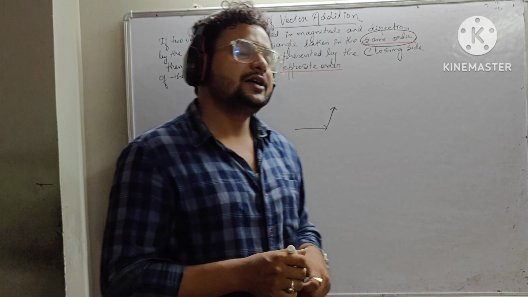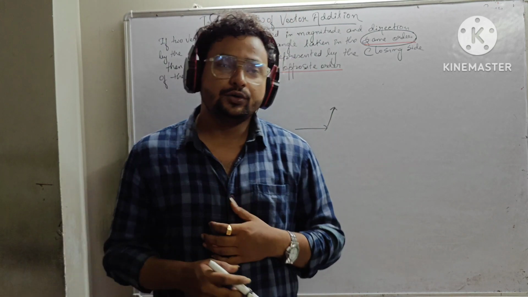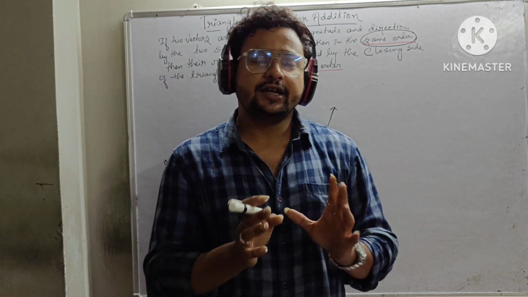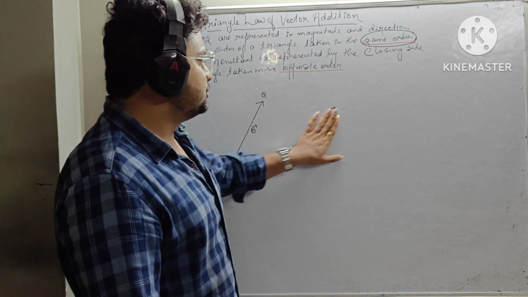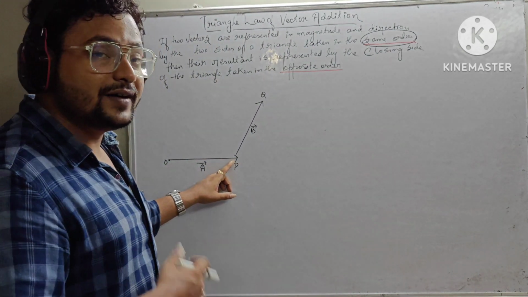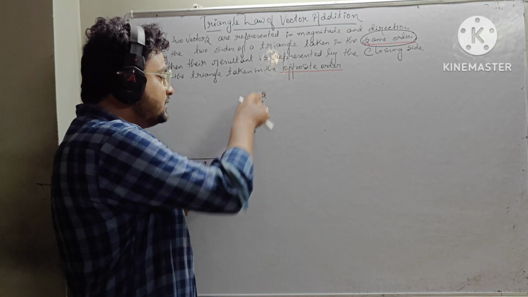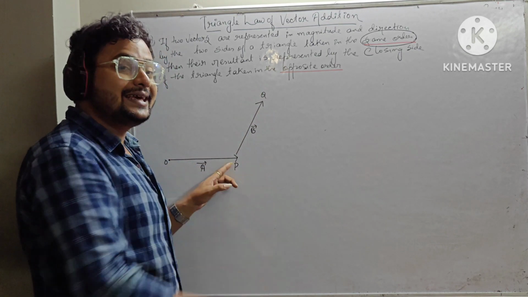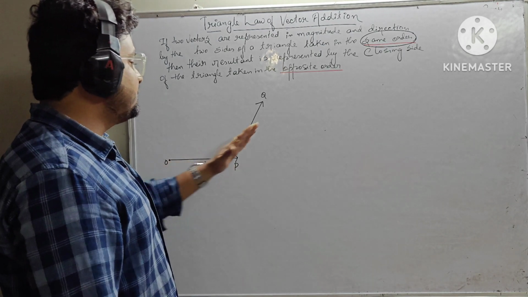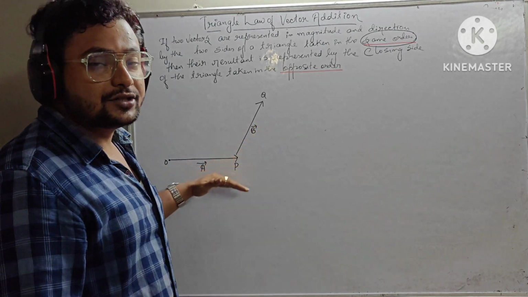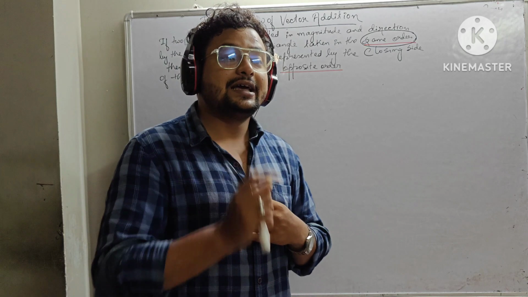In many books, you will find the rule written as head to head or head to tail. It can be anything, you can understand it in any way that you like. So see, the point where the first vector ends, over there only the second vector starts. This means the two vectors I have taken in the same order. So these two vectors I have represented by the two sides of a triangle. Now these two vectors I have to add.